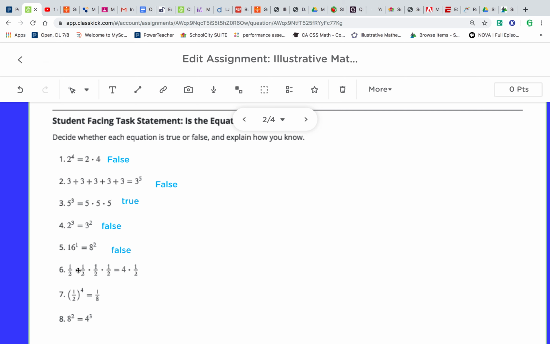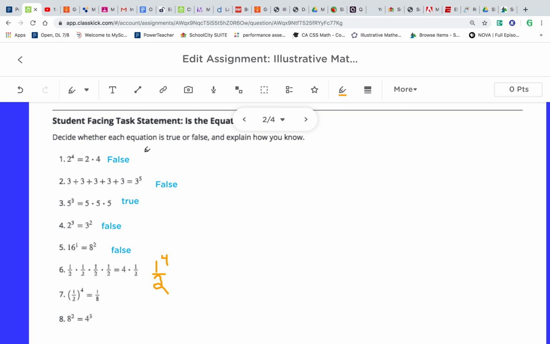All right, number 6, 1/2 times 1/2 times 1/2 times 1/2. Okay, I see 1, 2, 3, 4 of the 1/2s. They are multiplying. If they were adding, then this would be equal. Then you could do 4 times 1/2. But because they are multiplying, we would need to represent this as an exponent. This would be 1/2 to the power of 4. And it's very important that you understand that this is not the same as this. This is going to give you 1/16, and this is going to give you 2. So very different.